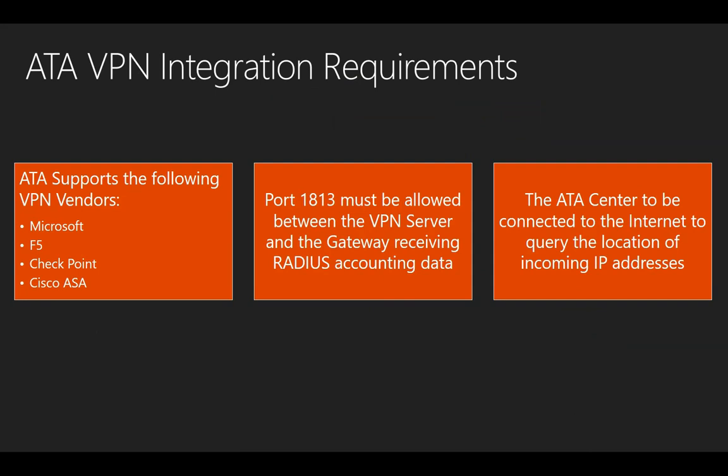There are a few requirements you need to be aware of when configuring ATA VPN integration. First of all, which VPN solutions do we support? Microsoft, obviously. We also support F5, Checkpoint, and Cisco ASA. You also need to allow the proper network communication for RADIUS accounting, and that's port 1813, which must be allowed from the VPN solution to the gateway that will be receiving the RADIUS accounting data. And finally, your ATA center must have a connection to the internet to be able to query the location of an incoming IP address.